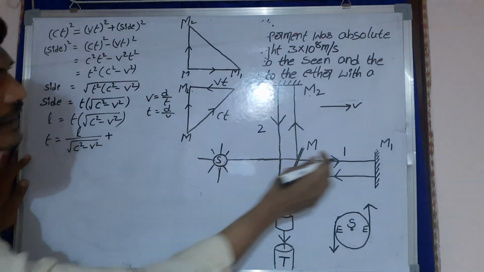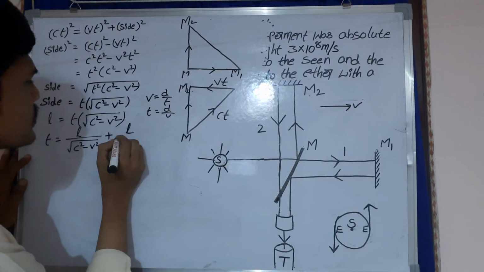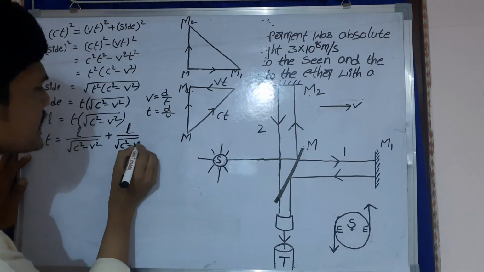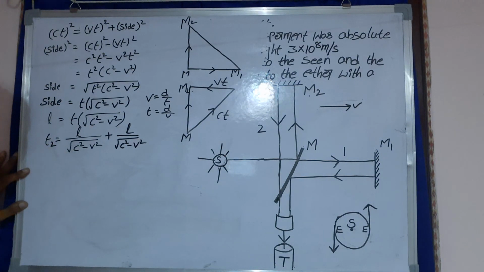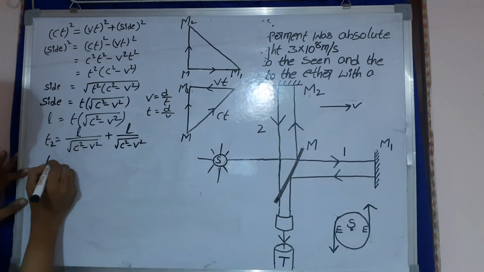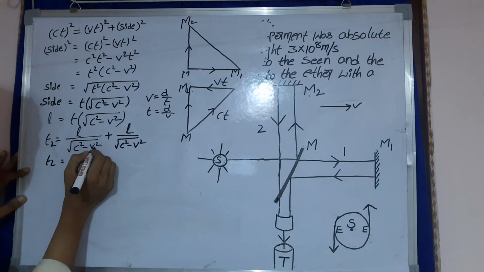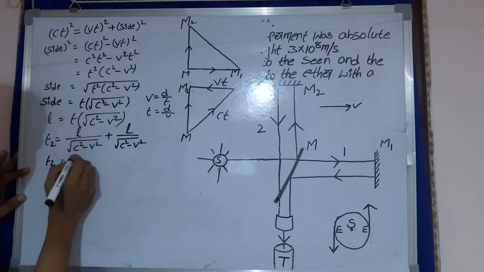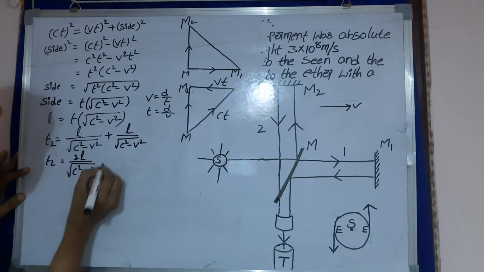Again reflected to the M1 and M2 mirror. So that also L by root over c square minus v square. This is the t2 value. So t2 equal L by root over c square minus v square. This is the one term, this is the another term. Totally two terms. So 2L by root over c square minus v square.